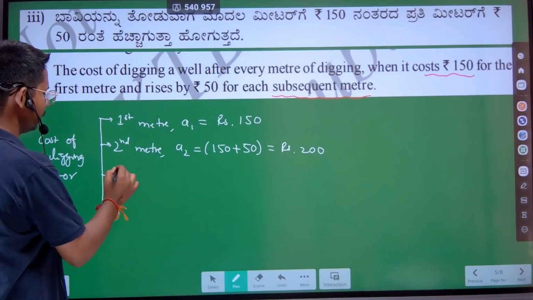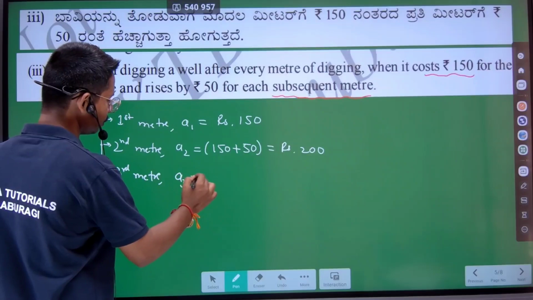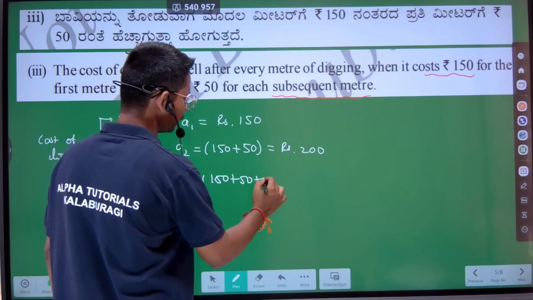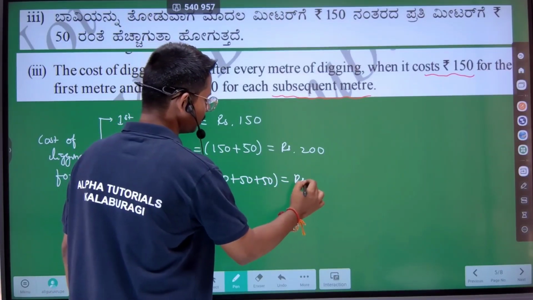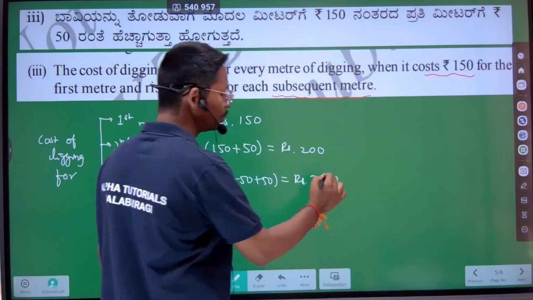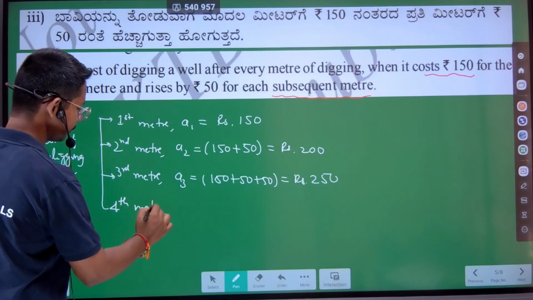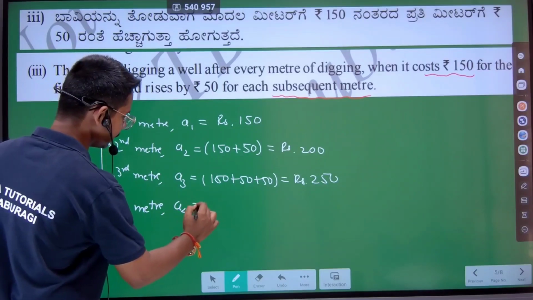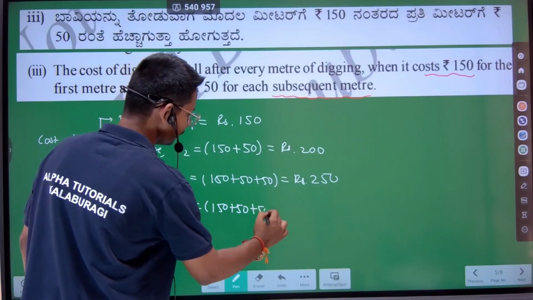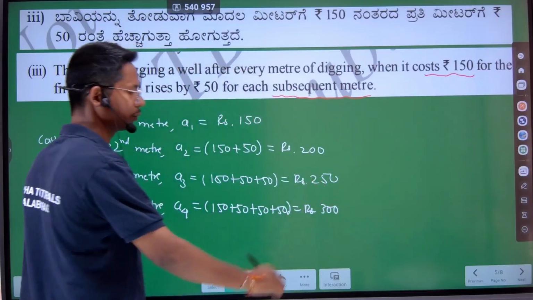Similarly, for the third meter, it is A3, and again you need to add 50 rupees. Total: 150 plus 50 is 200, plus 50 is 250. So we get 250 rupees. Finally, the fourth meter of digging, which I indicate with A4, is 150 plus 50 plus 50 plus 50. So we are going to get 300.